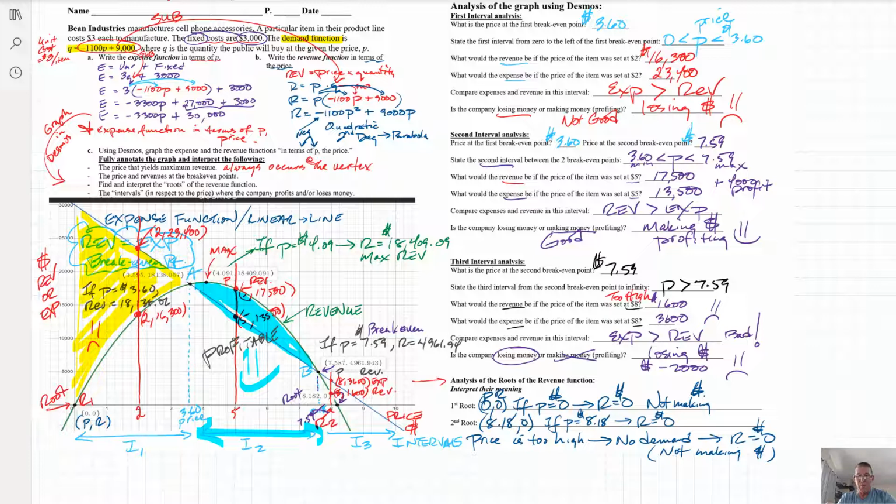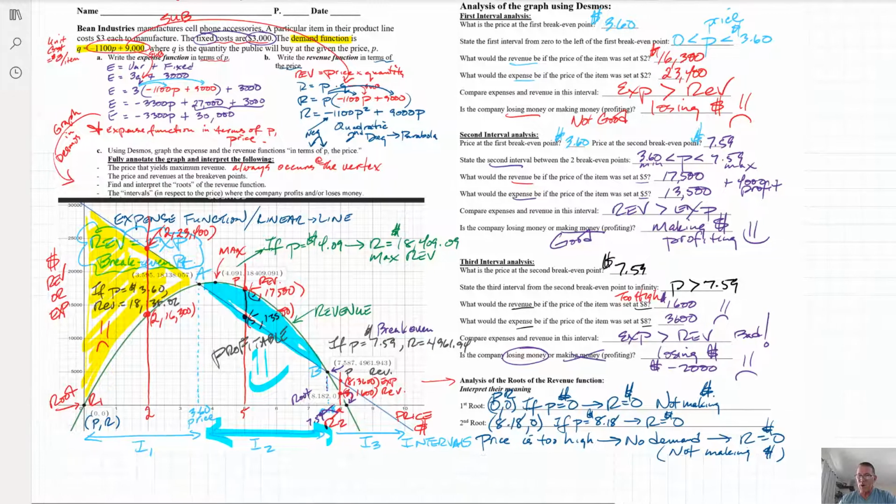Okay? So I went over how to find the maximum by looking at the vertex. We determined the price that yields the maximum. We determined the price and the revenues at the break-even points. We found the roots and interpreted them. We also found the intervals with respect to the price where the company profits and loses money. And that, my friends, is a big summary of sections 4 and 5, and this will get you prepared for 6, 7, and 8.